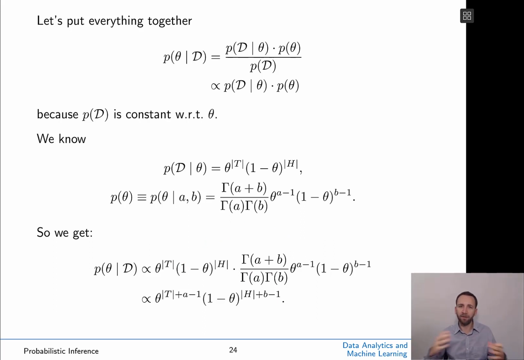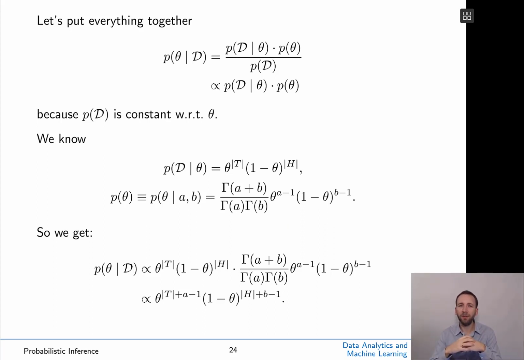And the second point is we can, of course, merge these together, because both are theta to the power of something or 1 minus theta to the power of something. So overall, this simply becomes theta to the power of t plus a minus 1, and the other term 1 minus theta to the power of h plus b minus 1, right? So this goes here and this goes here. So this is nice, right?